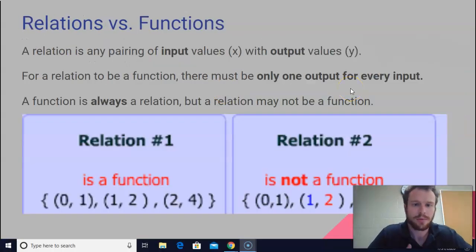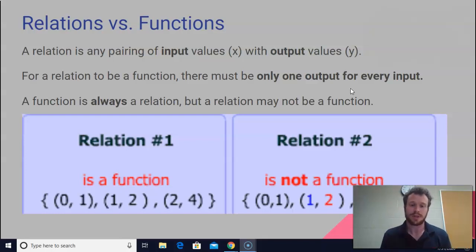Alright, so let's compare a relation and a function. So a relation is any pair of input values, which are the x values, with output values, which are the y values. Okay, so input is x, output is y. For a relation to be a function, there must be only one output for every input. Repeat that, only one output for every input.